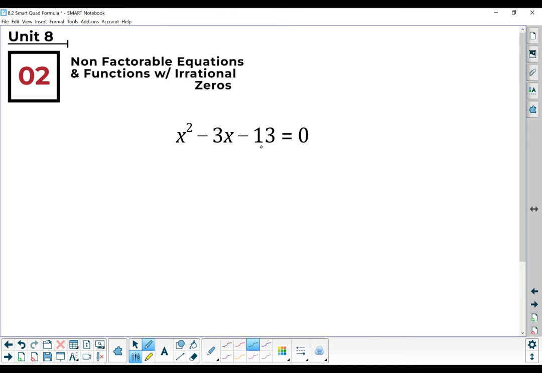Our ending number is 13. So if we wanted to try to factor this, we'd fill in our x's. We'd think about that number 13, and the only factorization of 13 is 1 times 13. But there's no way to get a middle term of 3x with those two factors. So this is not factorable.